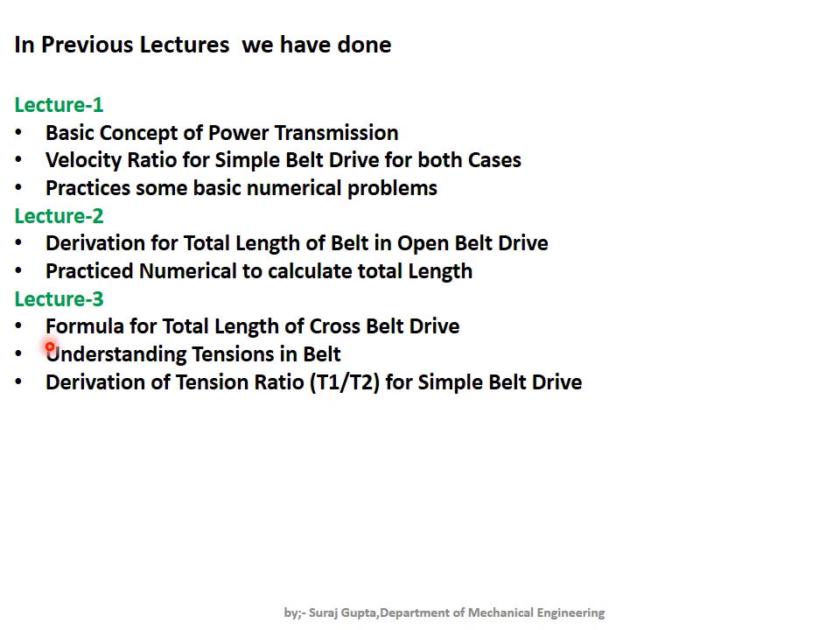In lecture 3, we derived the formula for total length of the cross belt drive. We did this just as in the open belt drive, and we understood the tension in the belt, and we derived the relation of tension ratio with the coefficient of friction and angle of contact in simple belt drive.